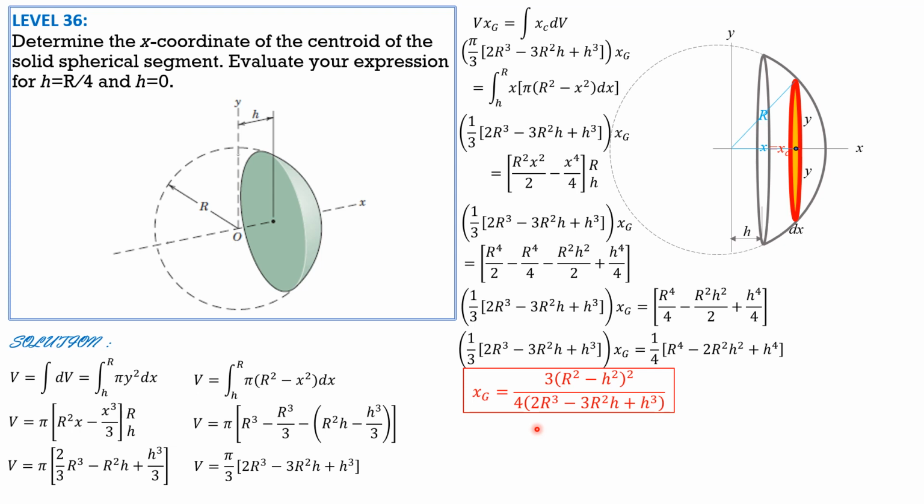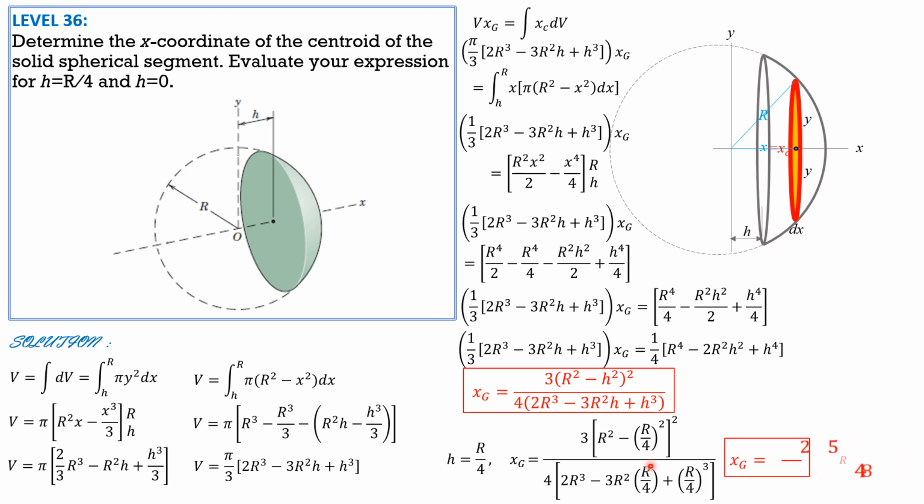Then let's check the expression for h equals r over 4. So h is r over 4. Then xg is 3 quantity r square minus r over 4 quantity square, close quantity square, divided by 4 quantity 2r cubed minus 3r squared times r over 4 plus r over 4 cubed. So simplifying this using the calculator, then xg is 25 over 48 of r.